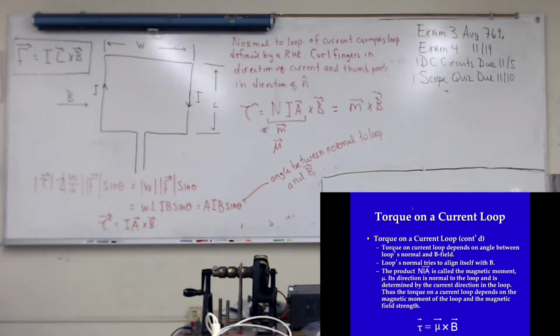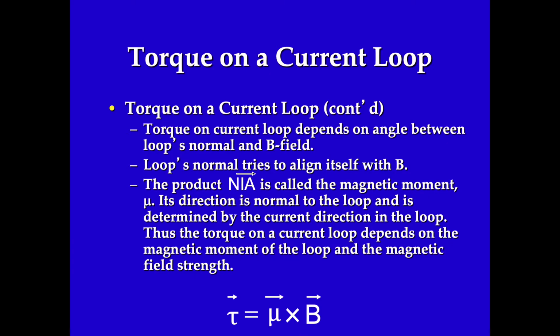So the torque on a loop of wire depends on the angle between the loop's normal and the magnetic field. The loop's normal tries to align itself with the magnetic field. And again, that product NIA is called a magnetic moment. We either use the letter mu or m for the magnetic moment. Okay, and again, we determine its direction by the right-hand rule.